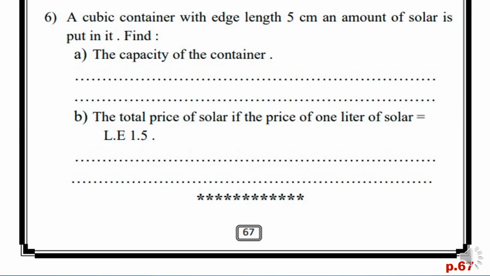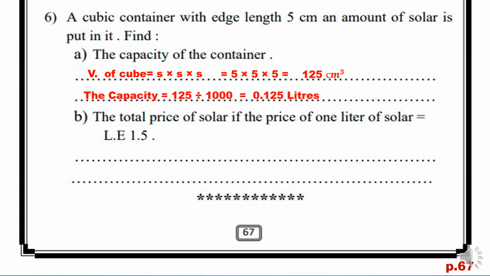Number 6. A cubic container with edge length 5 cm. An amount of solar is put in it. Find the capacity of the container. I have to get the volume of the container. The volume of the cube is equal to side times side times side. So it's equal 5 times 5 times 5, equals 125 centimeter cube. To find the capacity, it's equal to 125 divided by 1,000, equals 0.125 liters.